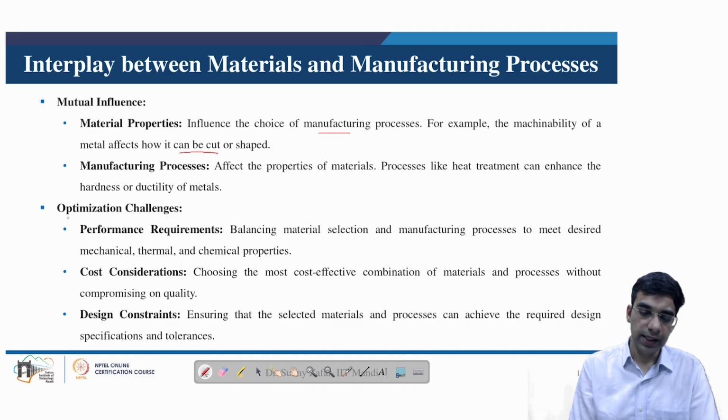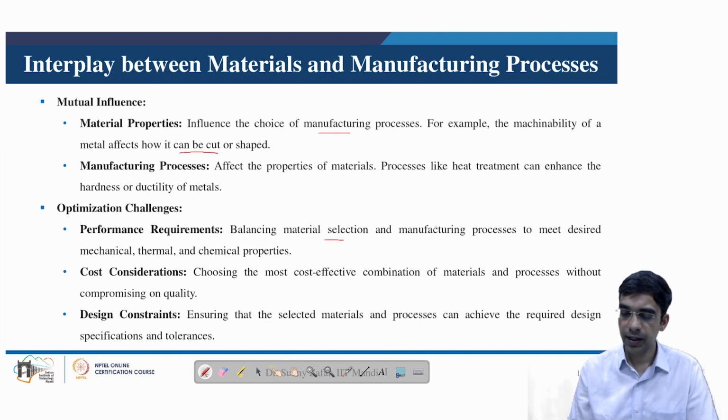We also need to understand the optimization challenges, because the performance requirement may need a careful balance between material selection and manufacturing process to meet the desired mechanical, thermal and chemical properties. We may also need to look into optimization of cost considerations, where we need to choose the most cost effective combination of material and manufacturing processes without compromising the quality and functionality of the product. We also need to take care of design considerations which ensure the selected materials and processes can achieve the required design specification and tolerances.